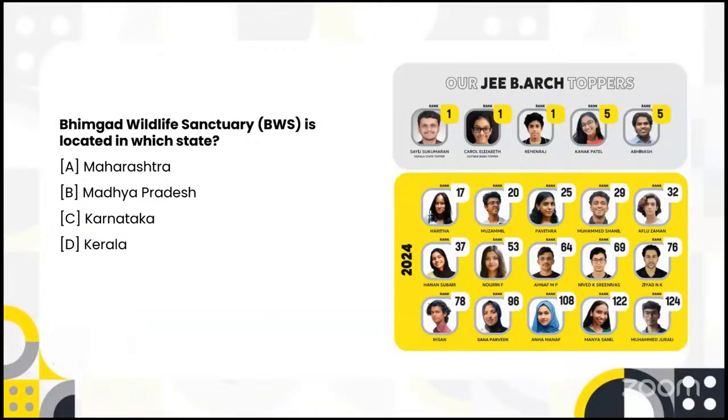Next one. Bhimgad Wildlife Sanctuary is located in which state? Maharashtra, Madhya Pradesh, Karnataka, Kerala. Recently there was a plan to open this sanctuary for a wild safari, which has triggered some controversy. Why? Because people will be going there again, and there will be an environmental backlash.